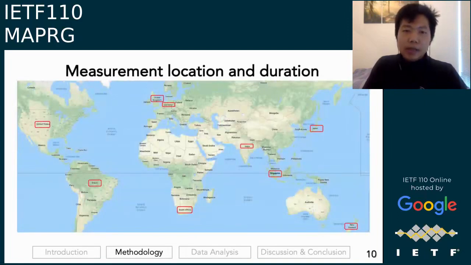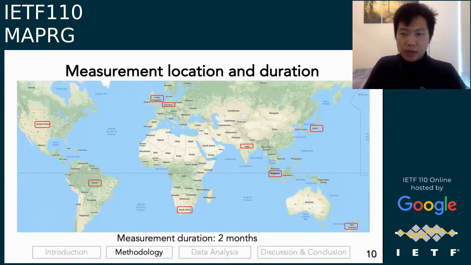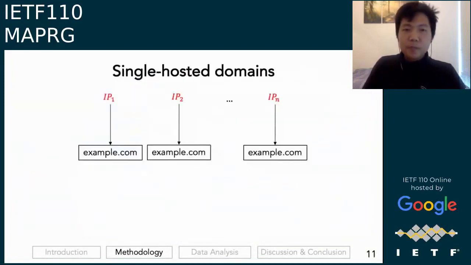Since many domains are hosted on CDNs, which map the domain to different IPs at different locations, we conduct our experiment across 9 different vantage points as shown on the map. We try to distribute our vantage points in a way that their geographical distances from each other are maximized, to capture the CDN behavior if there's any. And we conduct our measurement for a period of 2 months to examine the dynamics of domain to IP mappings over time.